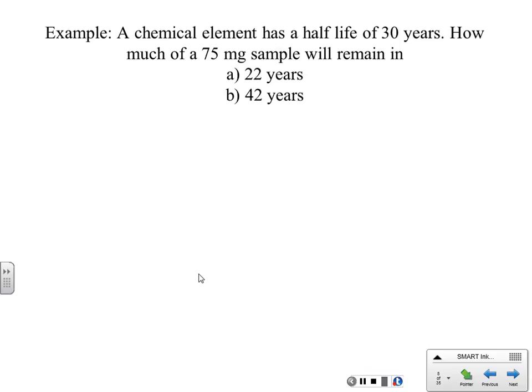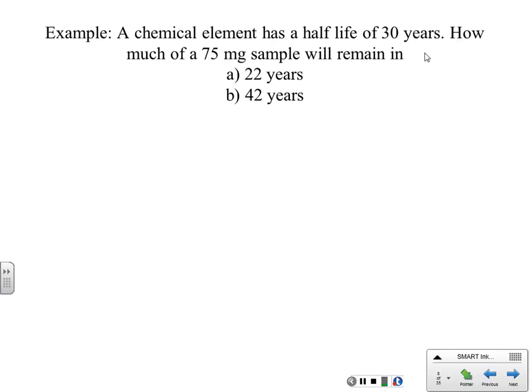So let's think about this. In 30 years, half of the 75 milligram sample will be left. That's the definition of half-life. Do you see that? Since 30 years is the half-life, in 30 years, half of this 75 milligram sample will be left. What's half of 75? Put it in your calculator if you need to. Okay, so in 22 years, should we have more or less? You should have more. And in 42 years, should you have more or less than half? Less. Okay, so you kind of get an understanding of how half-life works?